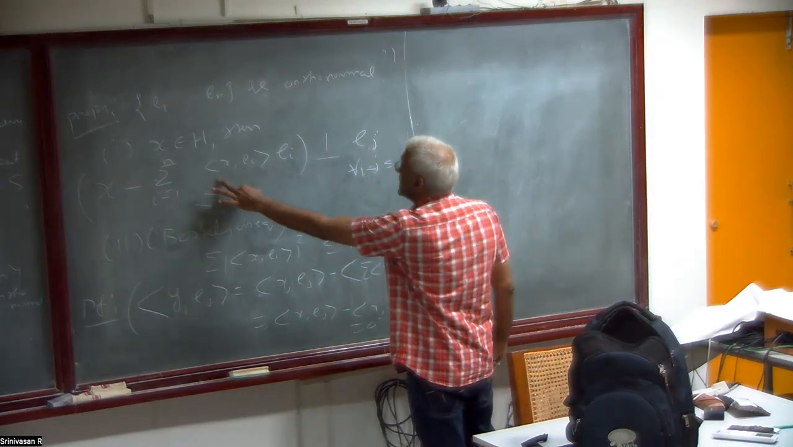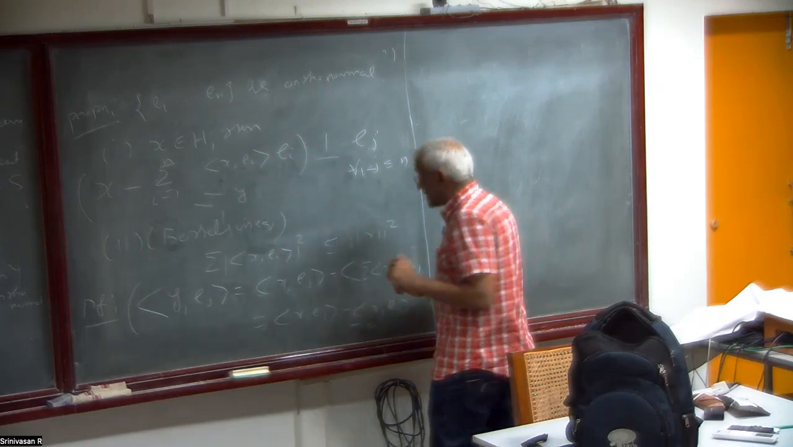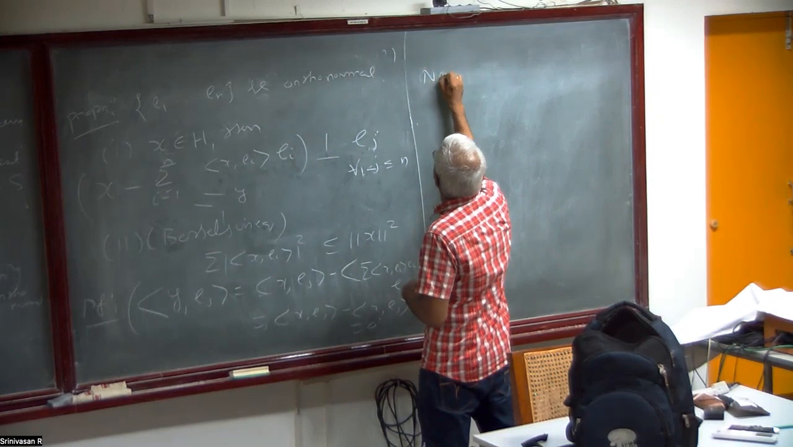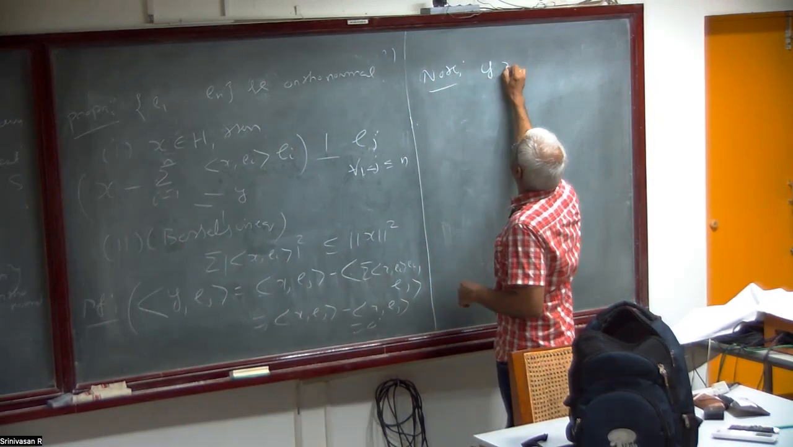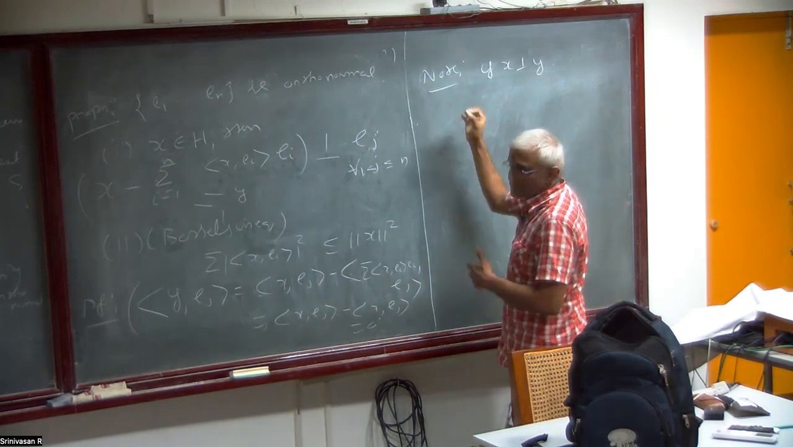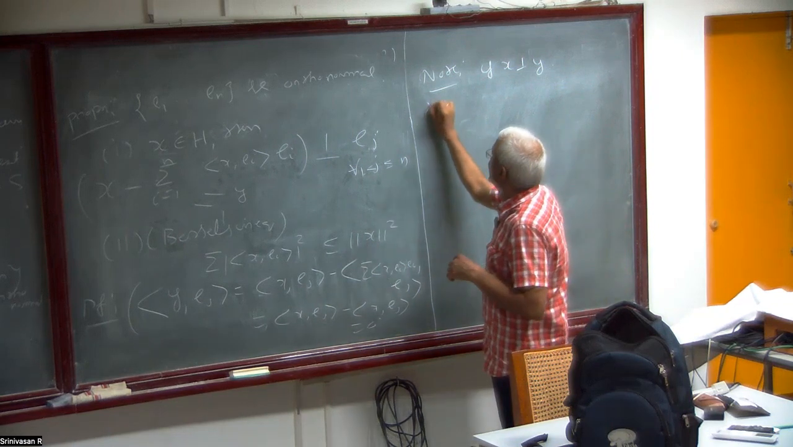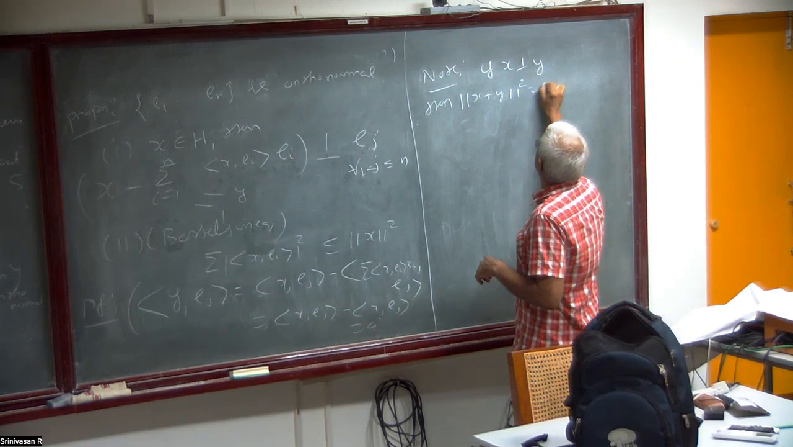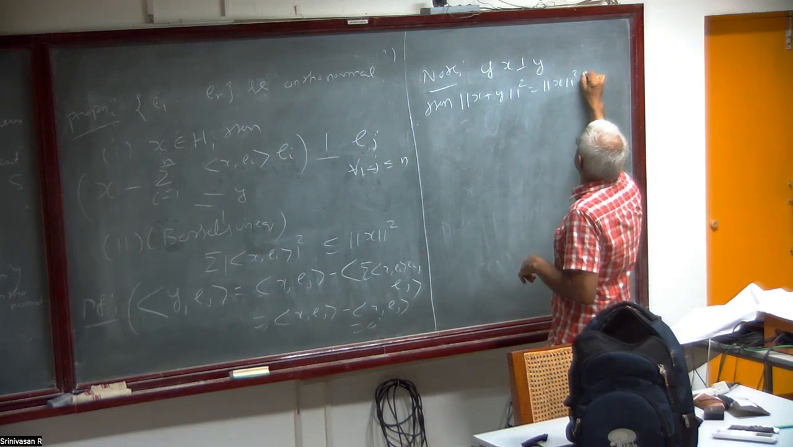So this is some element which is orthogonal to this. So you have to note this: if x is orthogonal to y, and this is the Pythagoras theorem, then norm of x plus y squared is equal to norm x squared plus norm y squared, right?